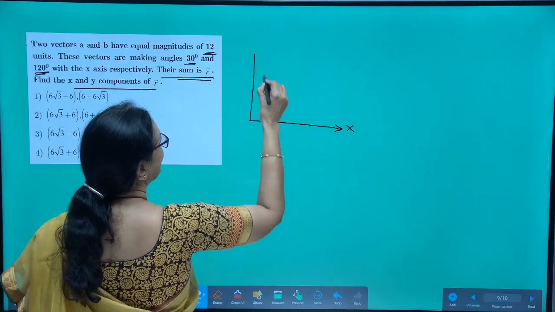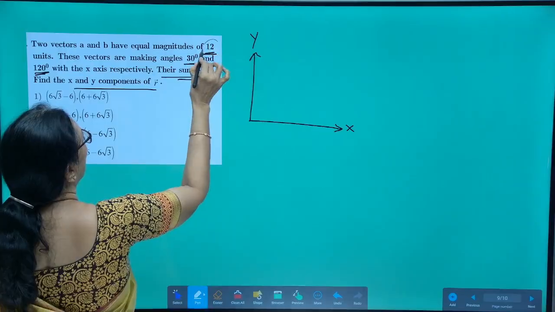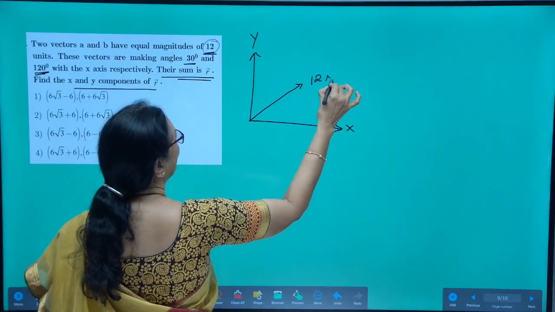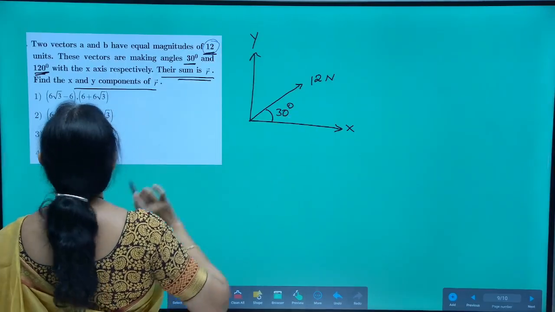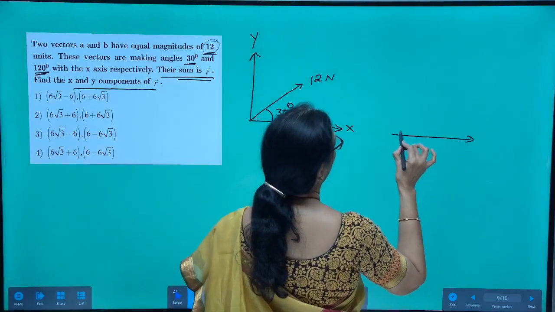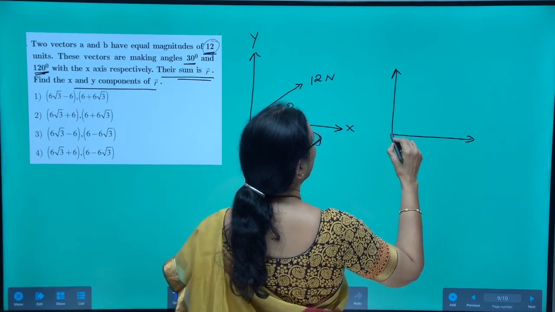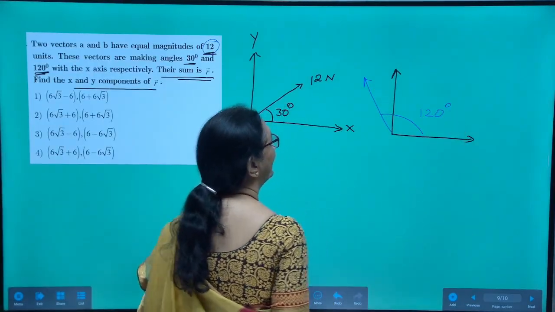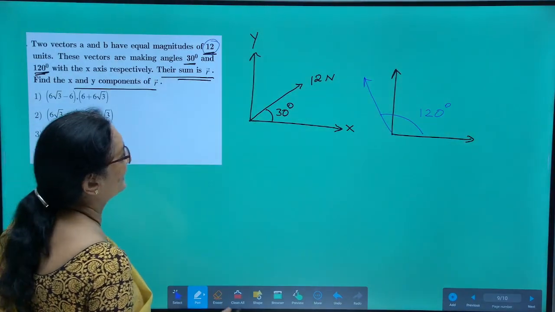This is x-axis, this is y-axis, say. Two vectors have equal magnitude 12. So this is 12 Newton making an angle 30 degrees. Okay. And another vector is making an angle 120 degrees with x-axis. This angle is given as 120 degrees. Their sum is r bar. Find the x and y component.